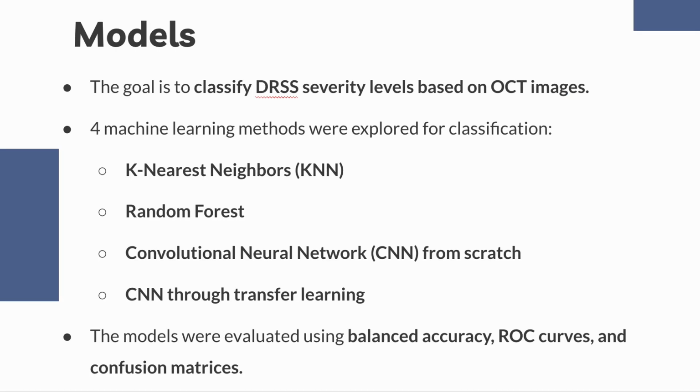So just an overview of the models that we'll be using to classify DRSS severity using the OCT images. The four machine learning models that we will be building range from KNN, random forest, convolutional neural network, or CNN for short, from scratch, and a CNN from transfer learning. The models were evaluated using balanced accuracy, ROC curves, and confusion matrices.